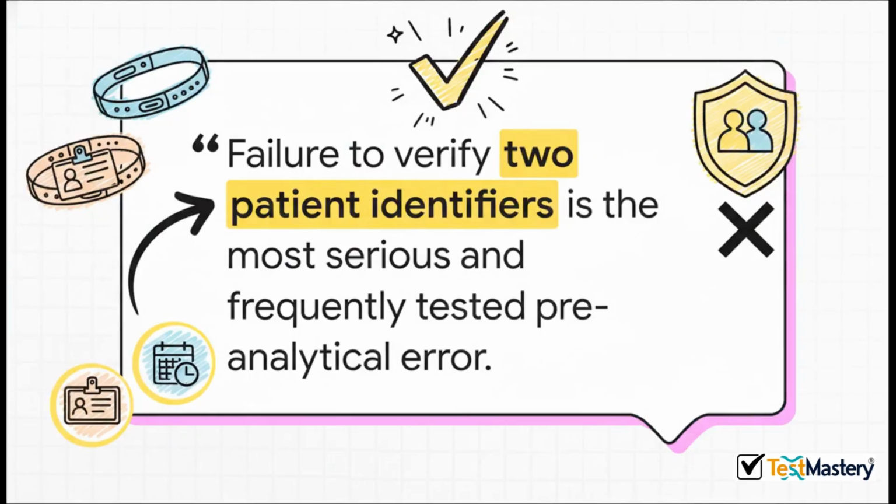Okay, listen up, because this is a huge NHA exam alert. If there's one thing you need to burn into your brain, it's this. Failing to verify two patient identifiers. It is the most serious pre-analytical error. There's a reason they test you on this so heavily. Getting this right, matching that name and date of birth, for example, is what prevents some of the worst possible mistakes.